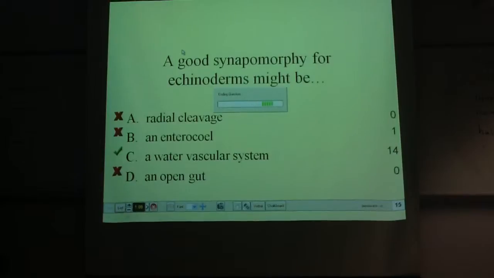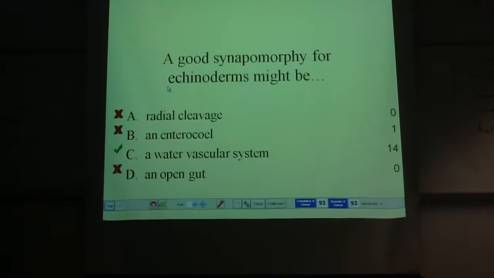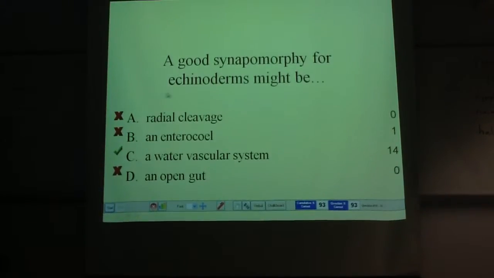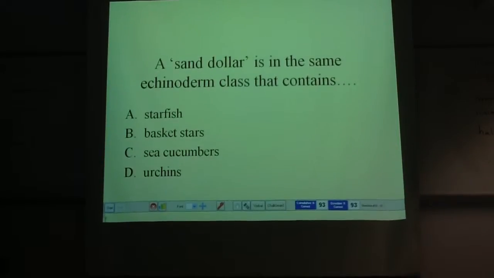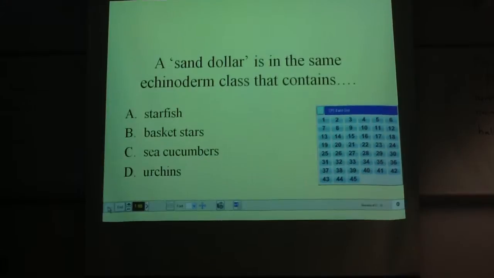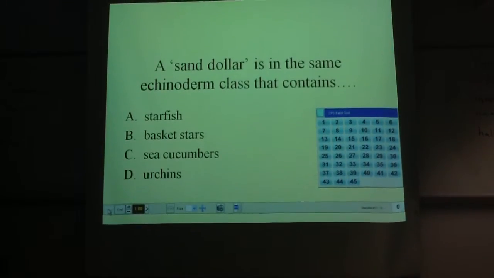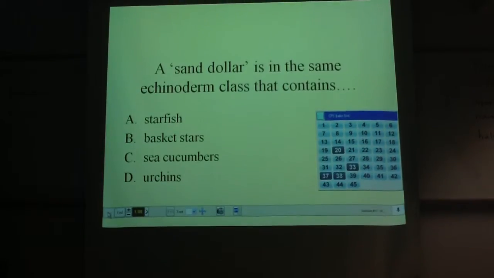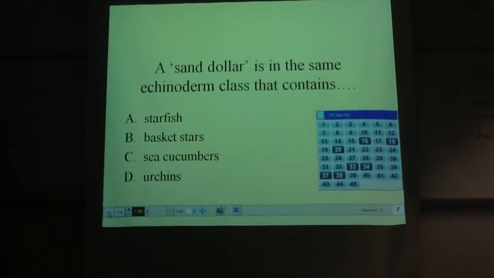Okay, good. So water vascular system is good. All the other things there would be true for chordates as well, right? So those are not going to be things that you could use to define echinoderms. Okay, how about sand dollars? Are they in the same echinoderm class that contains starfish, basket stars, sea cucumbers, or urchins?